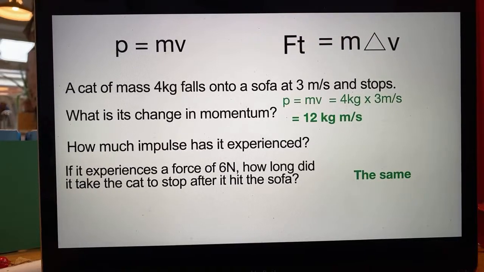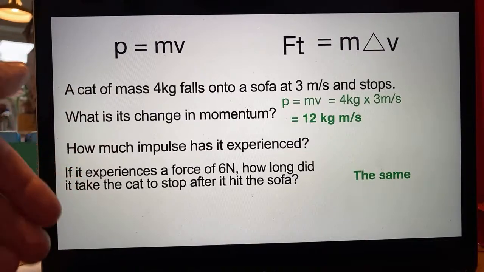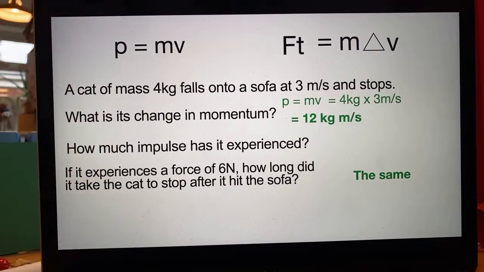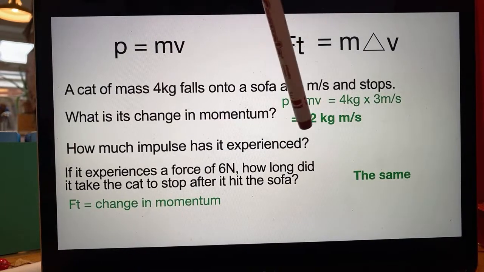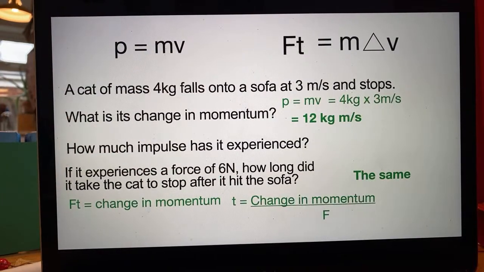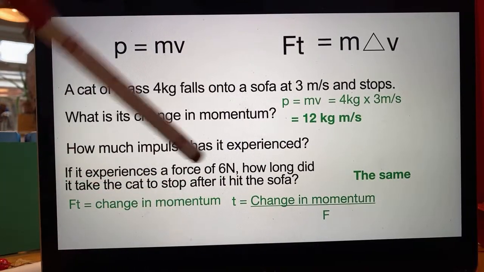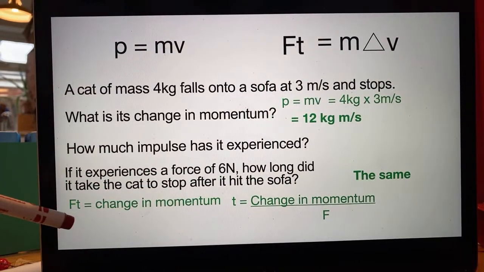Same. If it experiences a force of 6 newtons, so if it boinks onto the sofa with a force of 6 newtons, how long is it going to take the cat to stop? Well, you know that Ft is equal to change in momentum, and you've just worked out the change in momentum, and they've given you F. It's 6. So you could just rearrange that equation because we're looking for the time. The time it takes the cat to stop is the change in momentum divided by the force, F.